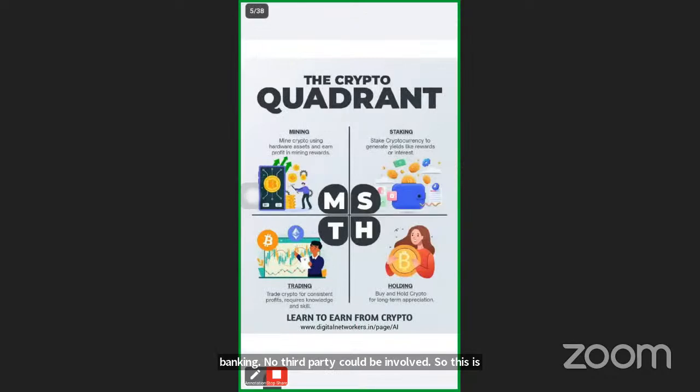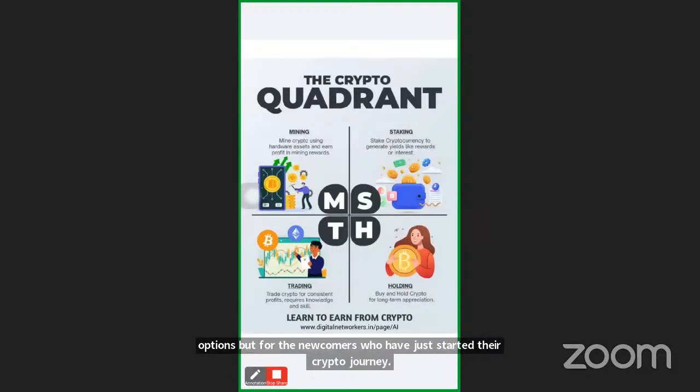And what are the different ways to make money from cryptocurrency? Now let's go to the next topic. What are the different ways you can make money, you can earn from cryptocurrency? We have many different options to make money. If you have good knowledge, if you are technically savvy, then you can have multiple options. But for the newcomers who have just started their crypto journey, we have four major ways you can make money from cryptocurrency.